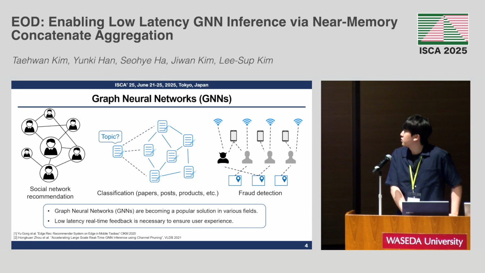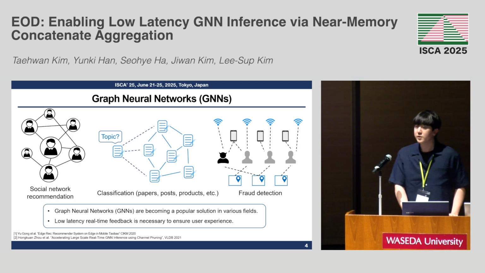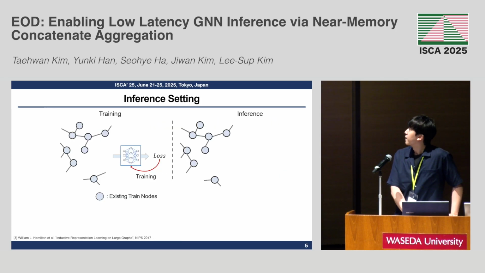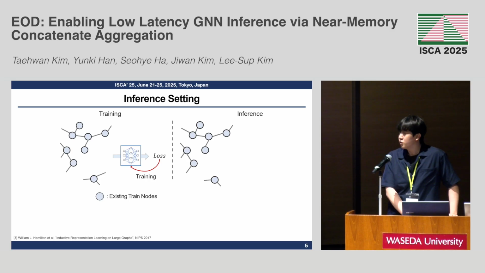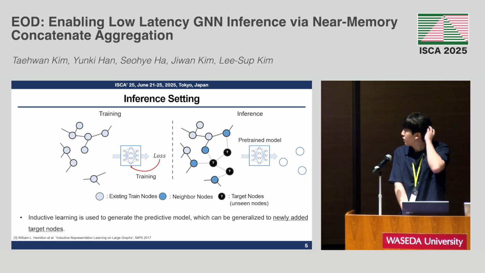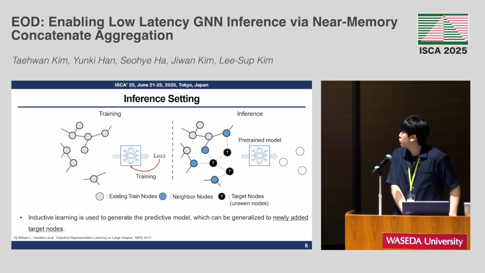Graph neural networks are becoming a popular solution in various fields. In applications like these, low latency real-time feedback is necessary to ensure user experience. Inductive learning is used to generate the predictive model, which can be generalized to newly added target nodes.